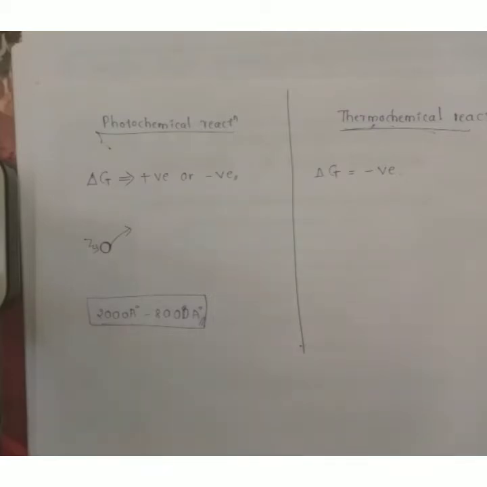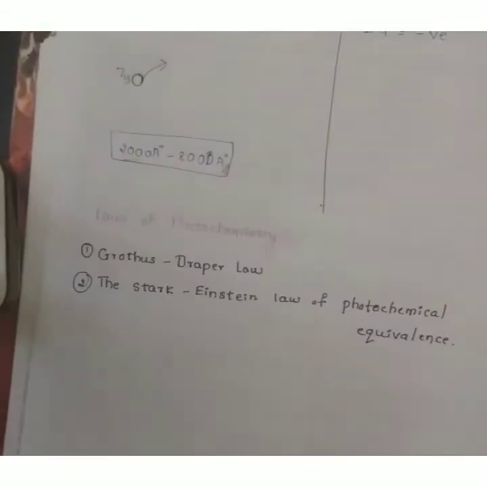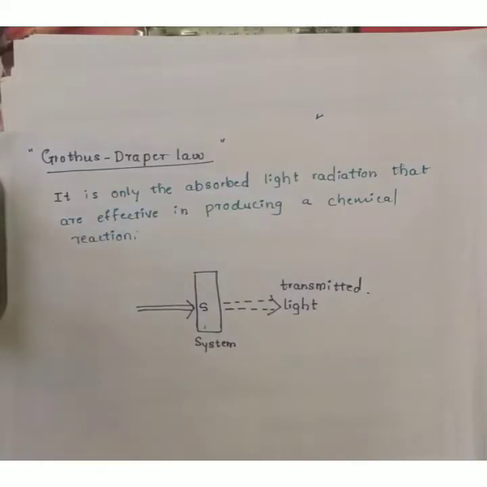Next we shall study the laws of photochemistry. There are two laws for photochemistry. The first one is Grotthuss-Draper's law, and the second law is the Stark-Einstein law of photochemical equivalence. We shall study the laws one by one. First, Grotthuss-Draper's law.